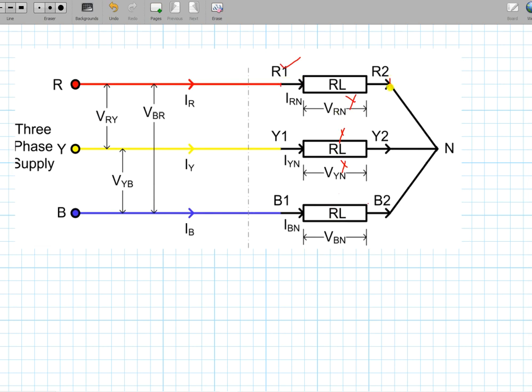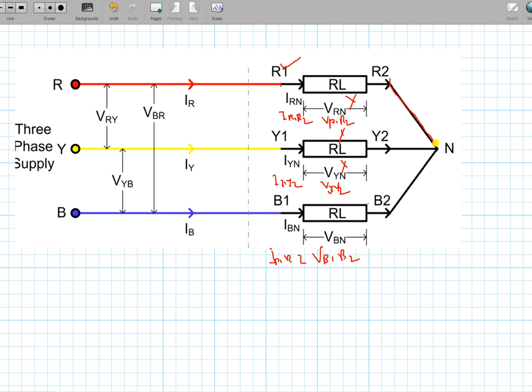Suppose this terminal is the R1 terminal and this terminal is the R2 terminal. Obviously this voltage is equal to VR1R2, and the current flowing through this I can call IR1R2. Similarly, this voltage is VY1Y2 and this current is IY1Y2. Similarly this voltage is VB1B2, and this current is IB1B2.